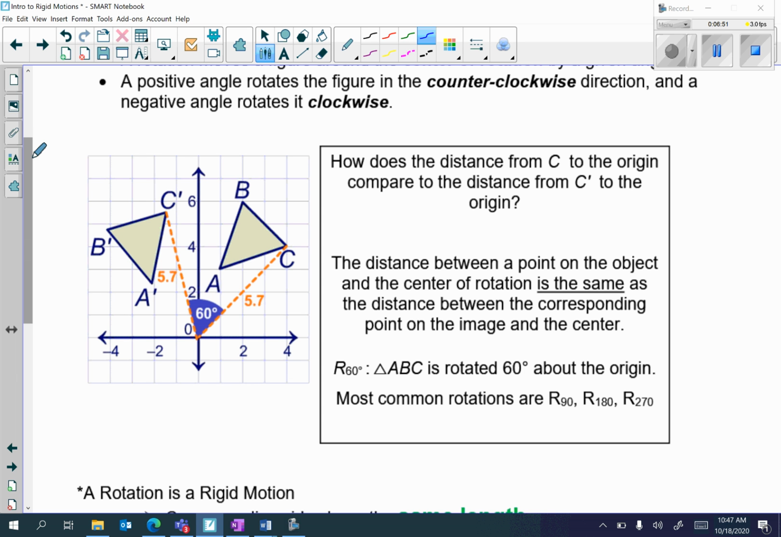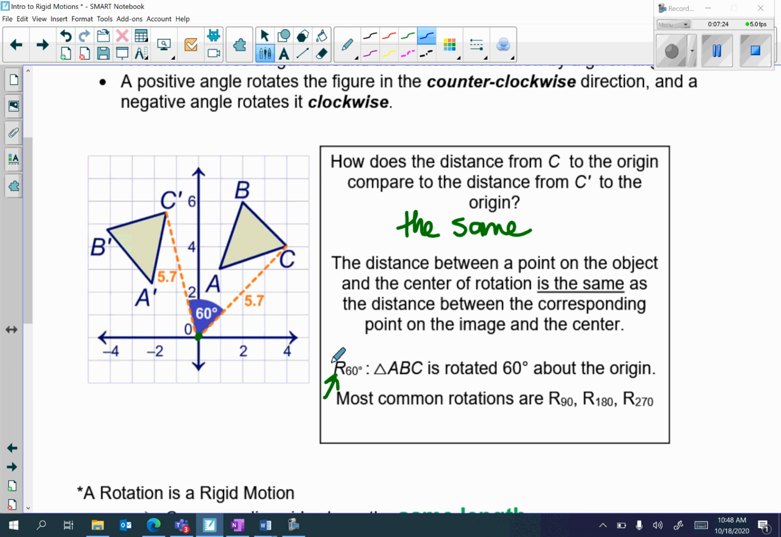How does the distance from C to the origin, here's the origin, compare to the distance from C prime to the origin? That distance is the same. The distance between the point on the object and the center of rotation is the same as the distance between the corresponding point on the image and the center. Notice for this one we have a capital R, that means rotation, of 60 degrees. Triangle ABC is rotated 60 degrees about the origin.